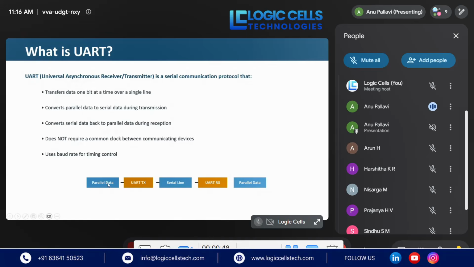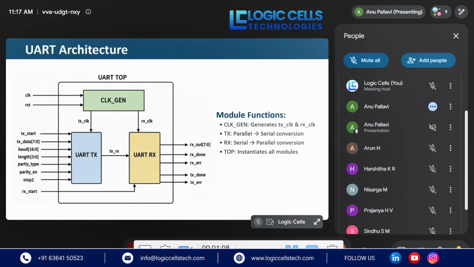During transmission, UART converts parallel data into serial data, and at the receiver it is converted back from serial data into parallel data. UART is called asynchronous because there is no common clock shared between the communicating devices. Instead, the baud rate is used for timing control.